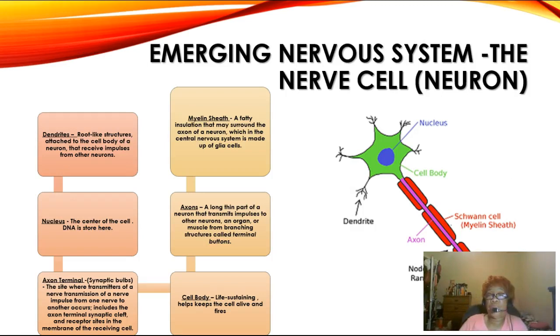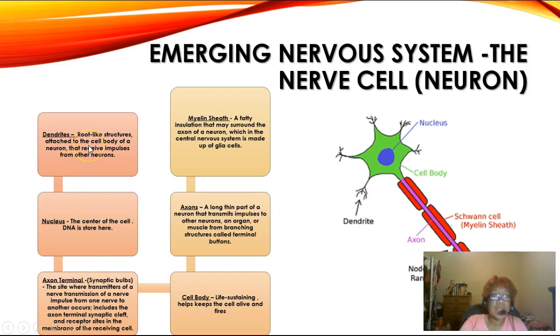Emerging nervous system. The nerve cell is commonly known as the neuron. We know that the neuron, the nerve cell, does not reproduce itself. Babies are born with many dendrites, root-like structures that attach to the cell body of a neuron. This is a neuron that receives impulses from other neurons. Then you have the axon terminal, which is at the end of the synaptic bulbs, these little root-like structures here. Don't get confused with the dendrites.